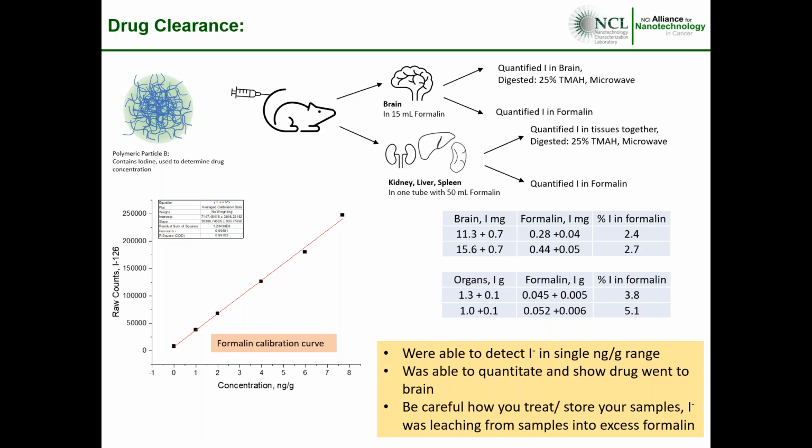And so we were given 2 samples from multiple animals: brains, and then these clearance organs that are kidney, liver, and spleen. When we received these, the brains themselves were in 15 milliliters of formalin, and then the kidney, liver, and spleen were all combined into one Eppendorf tube of 50 milliliters of formalin. We received these, and they were sitting around while waiting to be analyzed, just because we had some staff turnover and I hadn't started yet. So these were sitting around for quite a while.